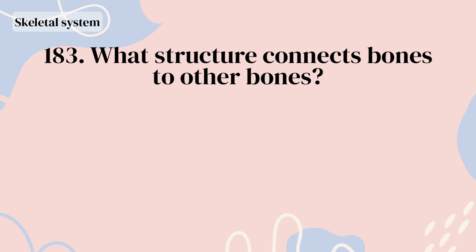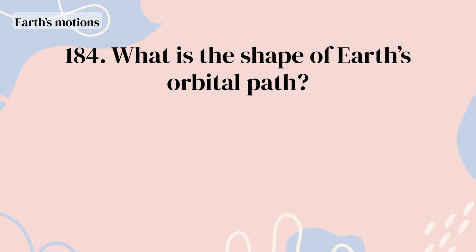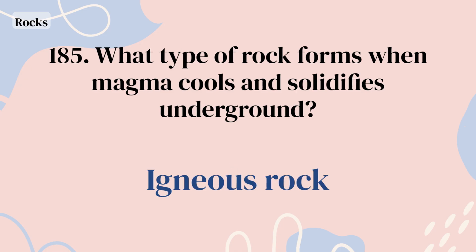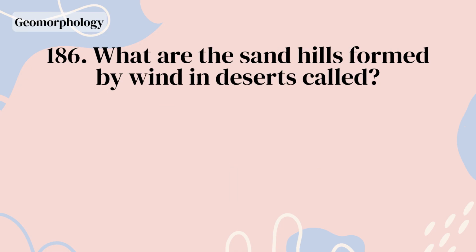Osmosis. What structure connects bones to other bones? Joint. What is the shape of Earth's orbital path? Ellipse. What type of rock forms when magma cools and solidifies underground? Igneous rock. What are the sandhills formed by wind in deserts called?